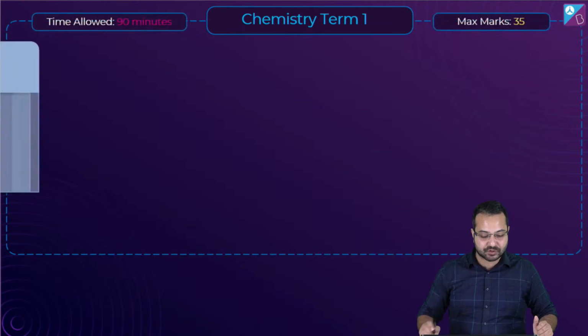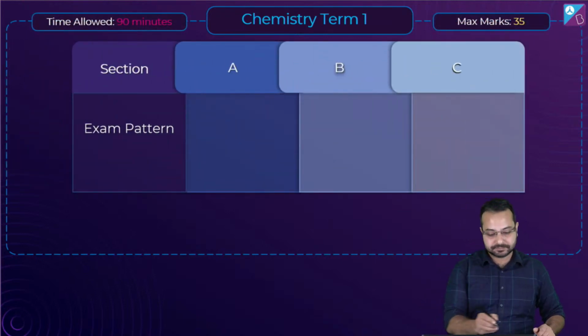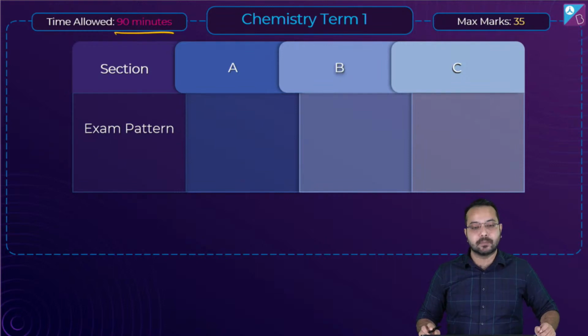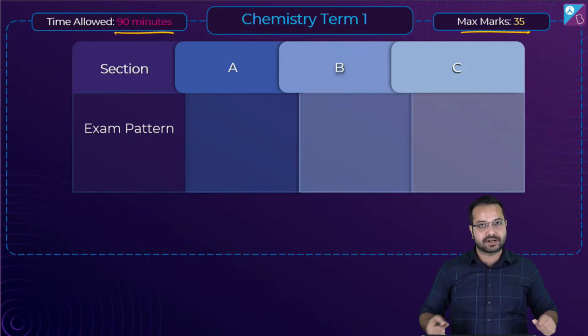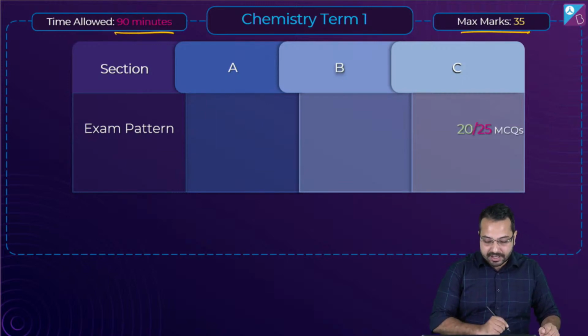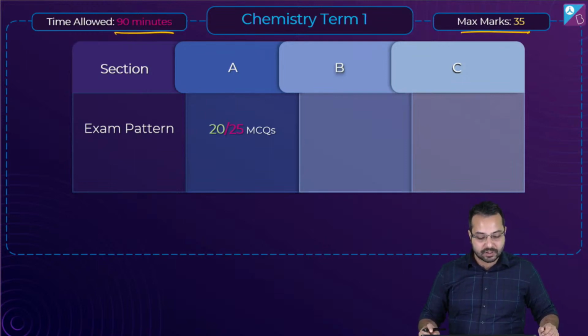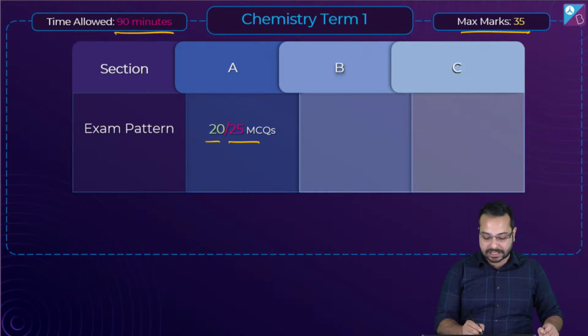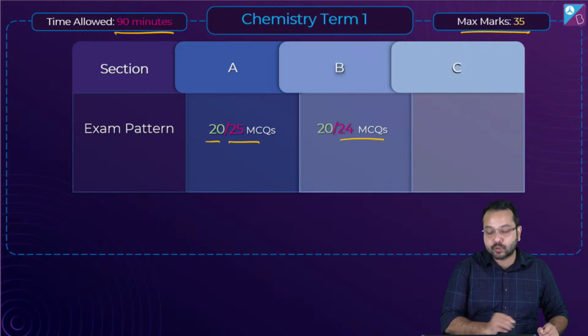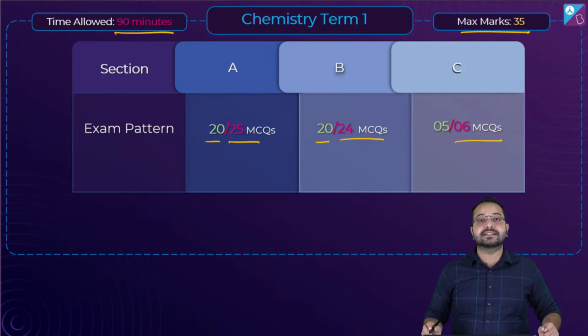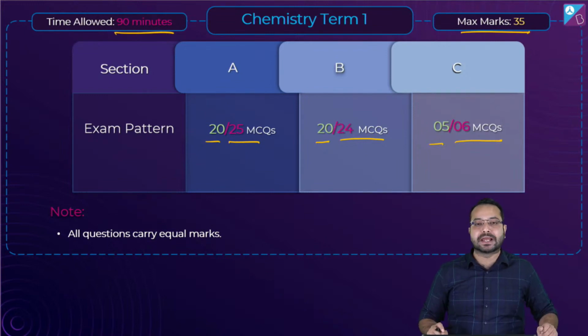Now let's talk about chemistry. Now in chemistry Term 1, the allowed time is 90 minutes, okay, and maximum marks is 35. And this paper is also divided into 3 sections, section A, B and C, and the pattern is completely objective. So in section A, you'll have 25 MCQs, out of which you have to answer only 20. And in section B, you have 24 MCQs, out of which you have to answer 20. And in section C, there are going to be 6 MCQs, out of which you have to answer 5. Okay, all questions are going to carry equal marks, and there is going to be no negative marking.